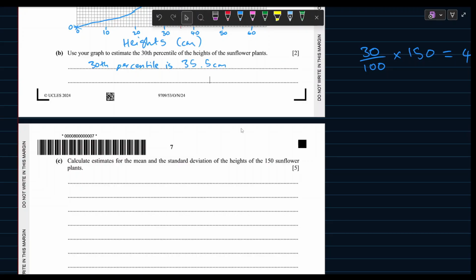Part C says calculate estimates for the mean and standard deviation of the heights of the 150 sunflower plants. Okay, so to be able to calculate our mean and standard deviation, we need the midpoints of each class as well as their corresponding frequencies. So we need a table of midpoints against the frequencies. Okay, so frequencies I believe we already have from the table at the very top.